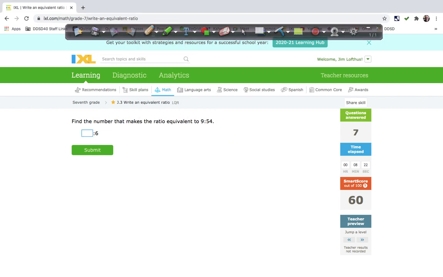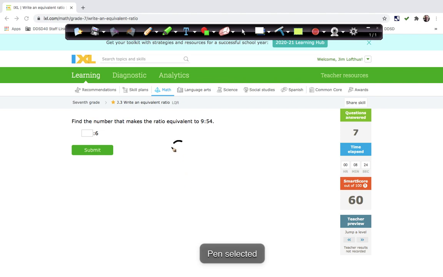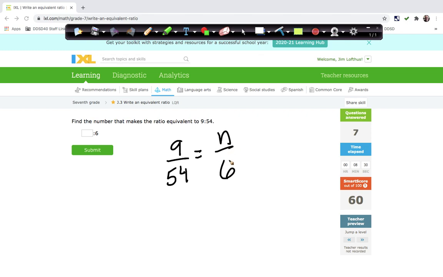Nine to 54 equals n to 6. And I, at this point, want to point out that 9 goes into both 9 and 54. Goes in there 1 time, goes in here 6 times. So we can just inspect and look and know that this is going to be a 1. 9 is 1/6 of 54. 1 is 1/6 of 6.